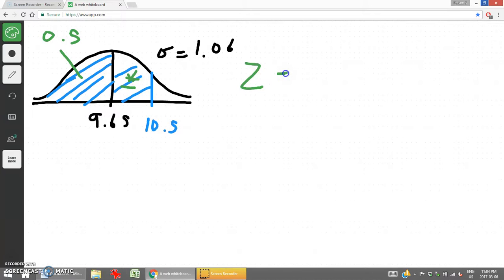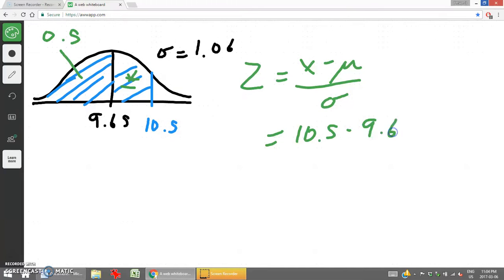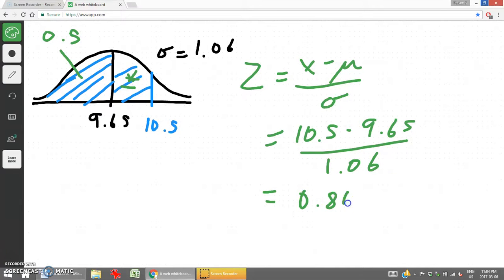So remember our Z formula. Z equals X minus the average, divided by the standard deviation. So 10.5 minus 9.65, all divided by 1.06. So our Z value, rounding to two decimal places, is 0.8. Now this is step one out of the normal three-step process.